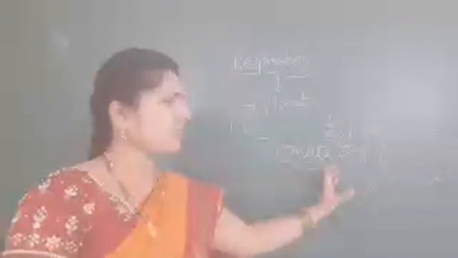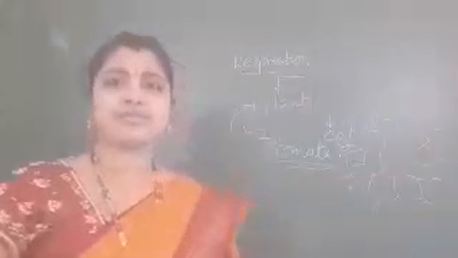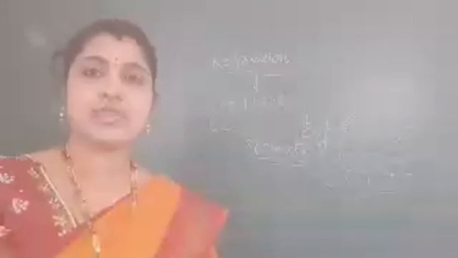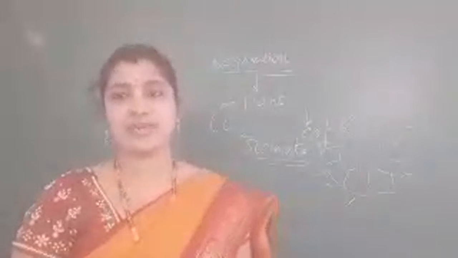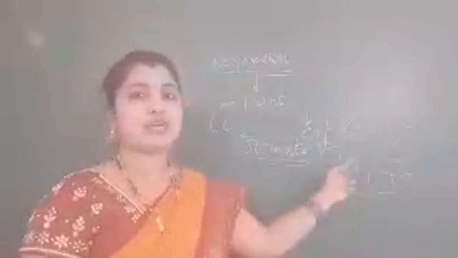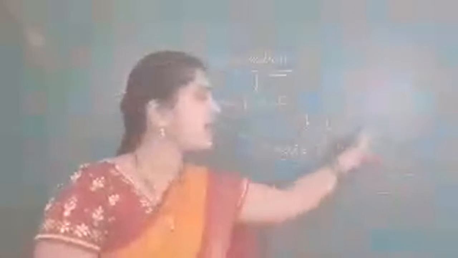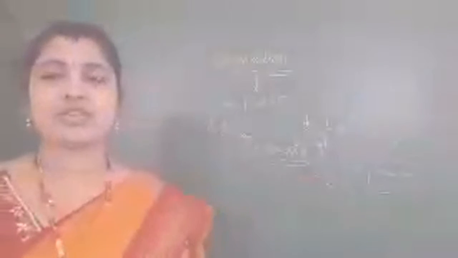So these are the structures that are involved in the process of respiration. If you observe this structure, these are two guard cells and these are the accessory cells. The opening and closing of stomata helps in respiration.